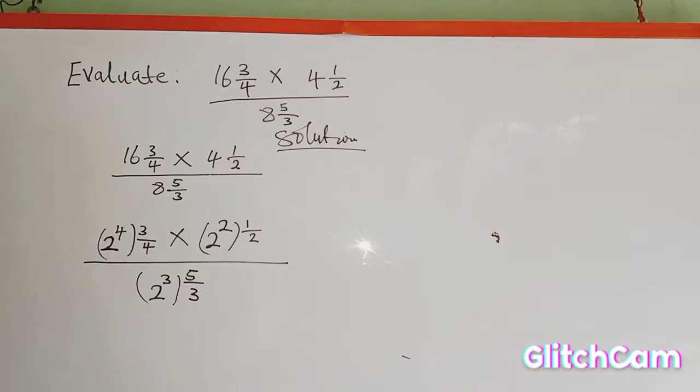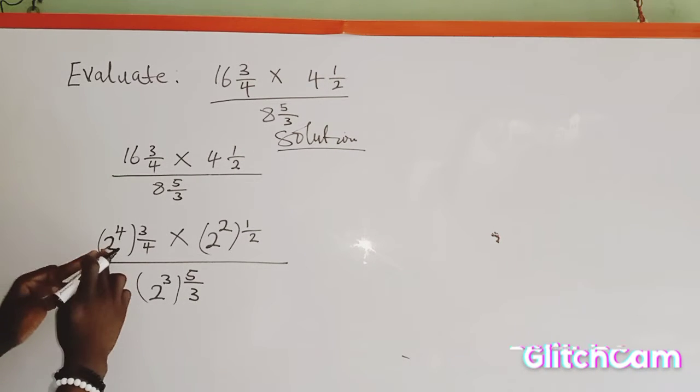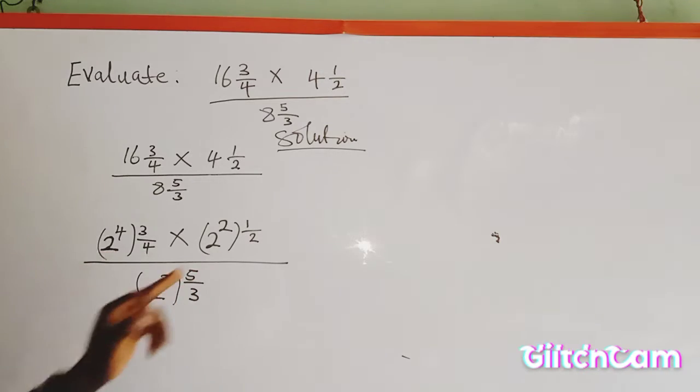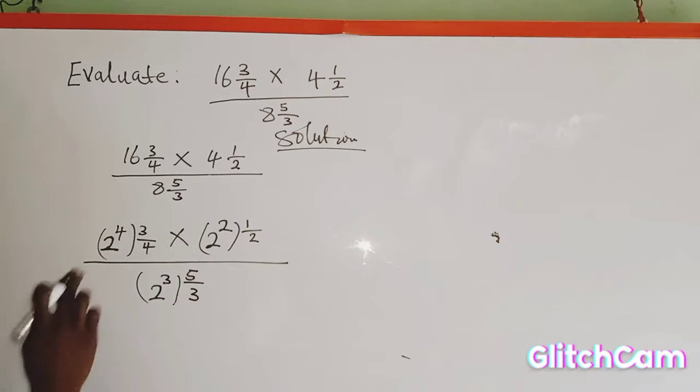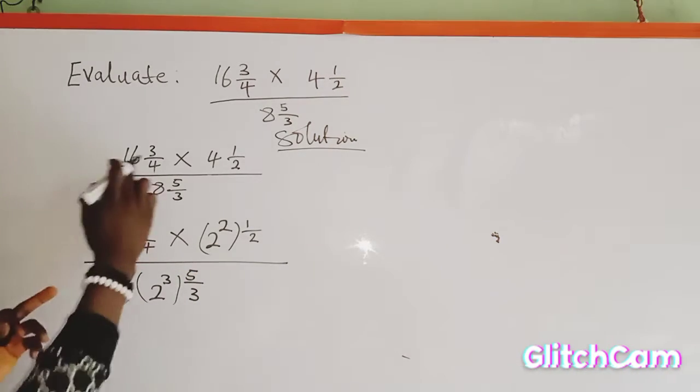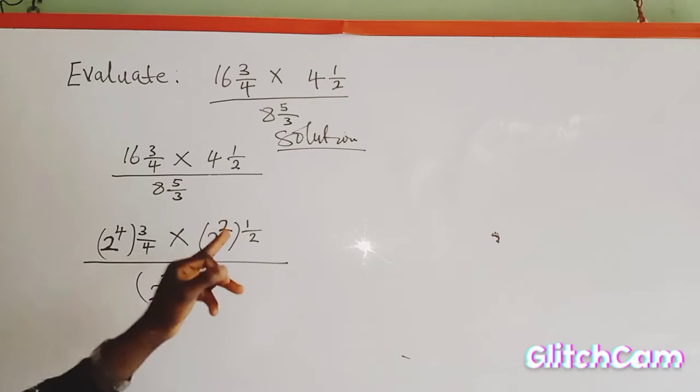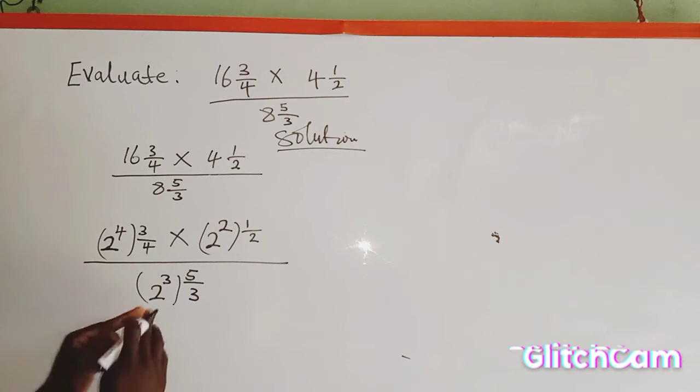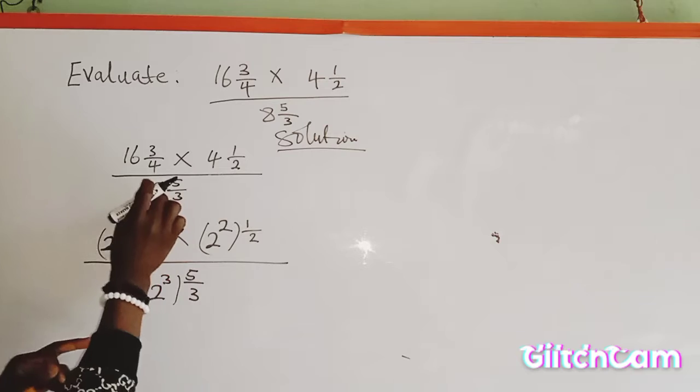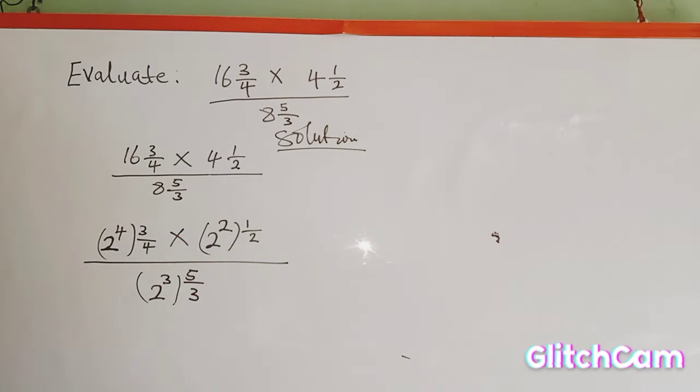So we have succeeded in making the base equal, which is 2, 2, 2. 2 raised to the power of 4 will still give me 16, 2 raised to the power of 2 will give me 4, and 2 raised to the power of 3 will give me 8. It's still the same thing.